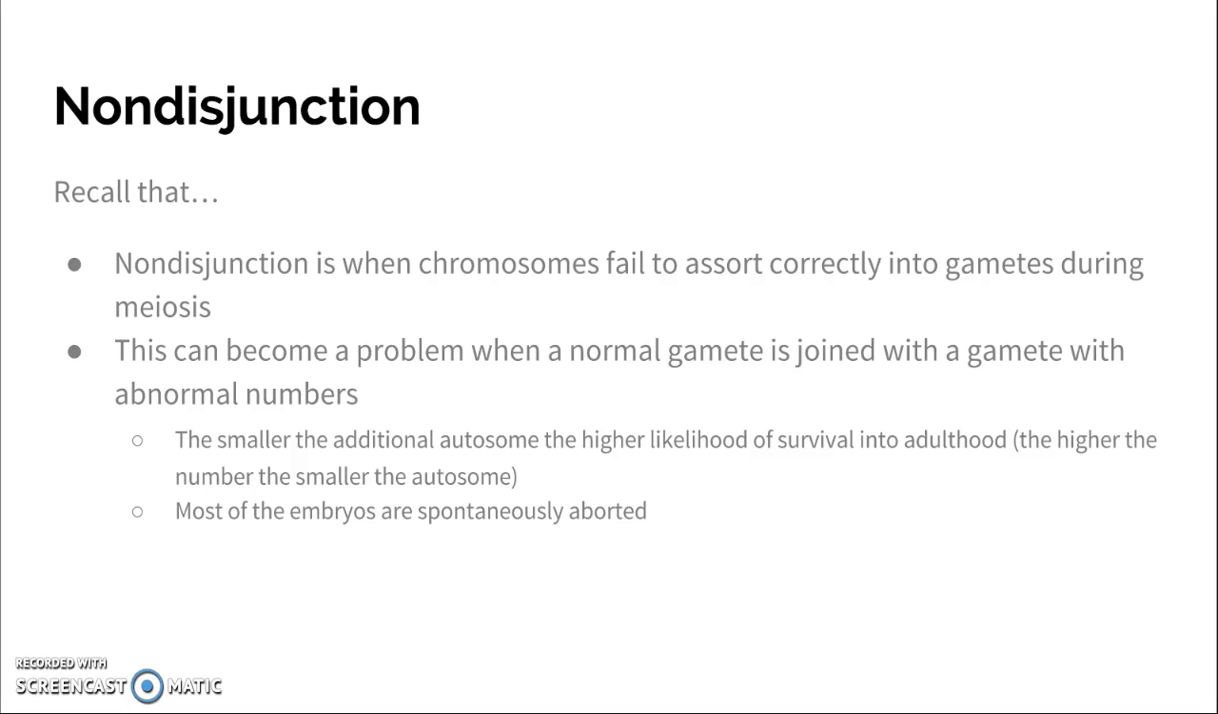Those extra chromosomes, remember, we have autosomes and sex chromosomes. The smaller the additional autosome, the higher the likelihood that the individual can survive into adulthood. So remember that the higher the number, the smaller the autosome is. This is why we can see more individuals that have trisomy 21 than trisomy 3, because most of the individuals that have trisomy 3 are going to be spontaneously aborted as embryos.